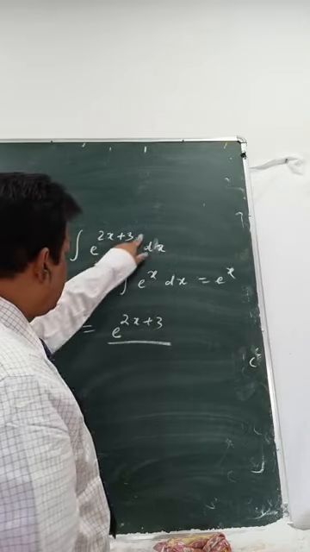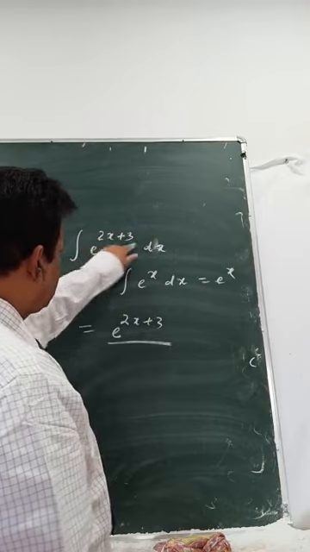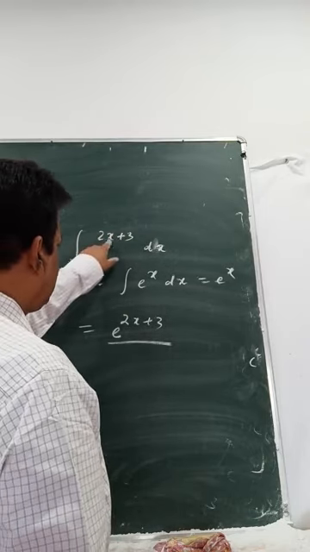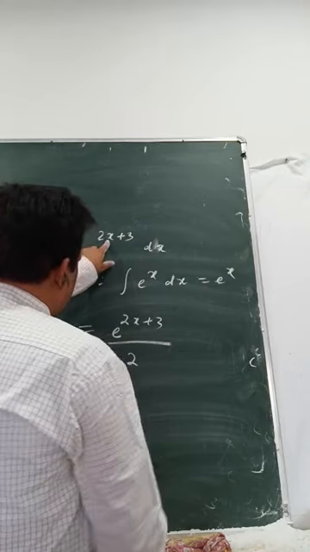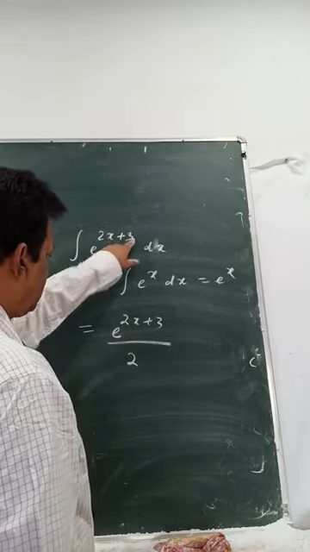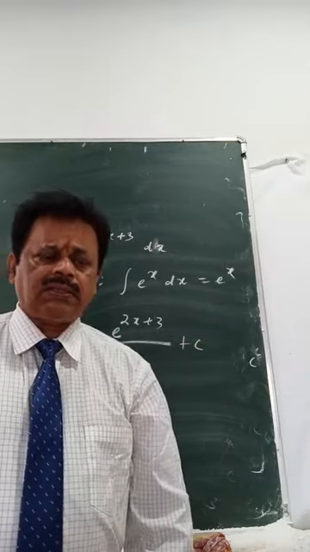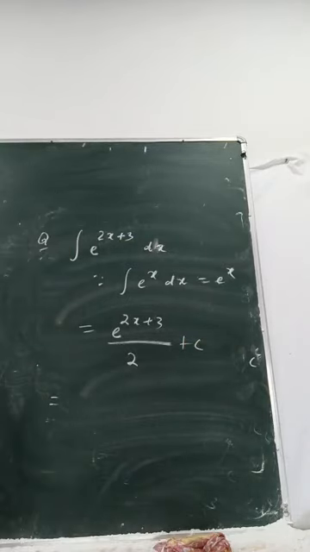So take its derivative and divide here. So 2x plus 3: the derivative of 2x is 2, then the derivative of 3 is 0. So this is your answer. These are short questions, 1 mark questions, so you can do it directly.